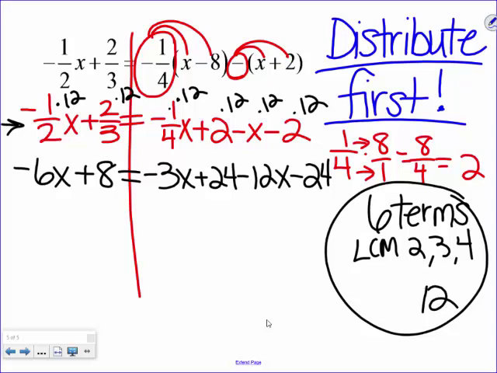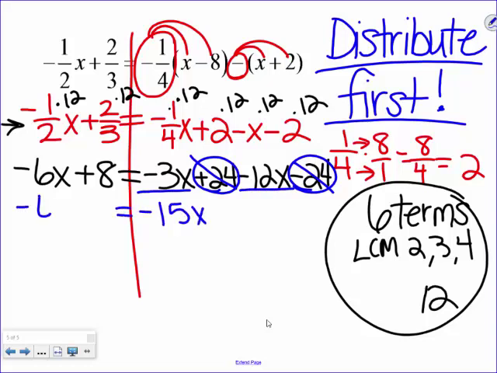What do we need to do now? Combine like terms first. Okay, so what do I have that are like terms? Positive 24 and negative 24, and what's going to happen right there? There's 0. All right, and then I have negative 3x and negative 12x, which is negative 15x.